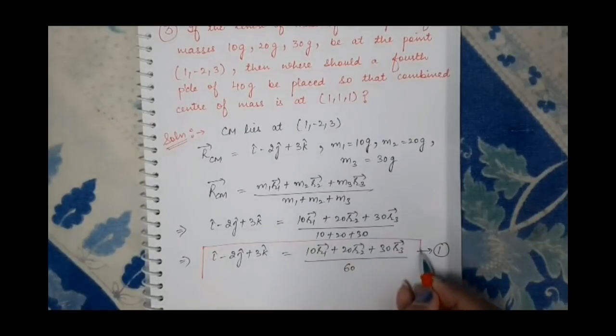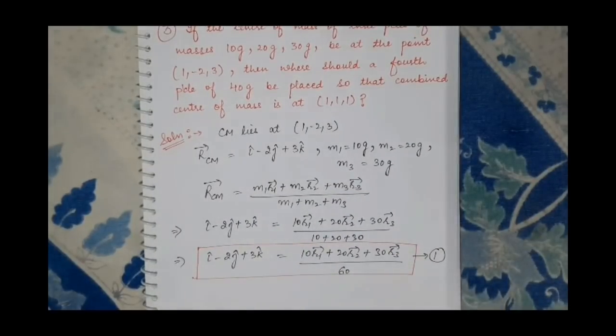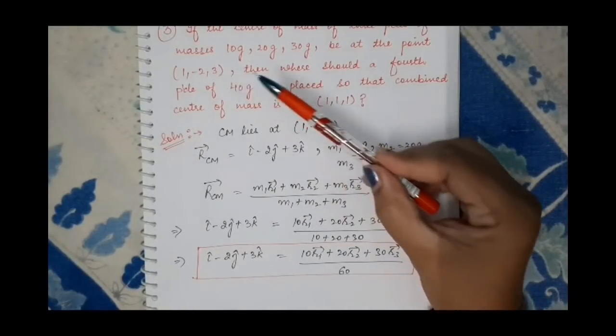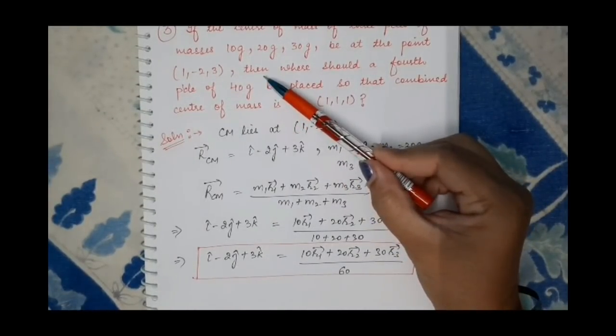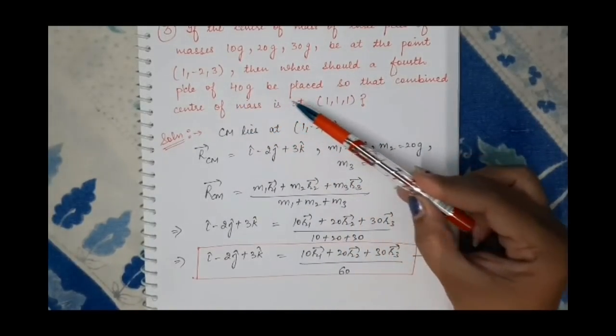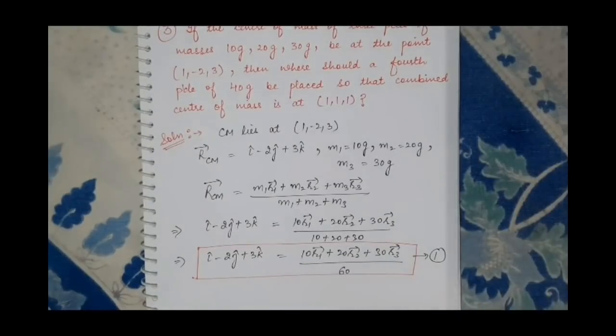Read the question again, because we have read the statement only up to here. So what are they saying? Where should a fourth particle of 40 grams be placed? In the previous question, they removed one mass from the system. Here they are placing one extra mass into the system. It means the number of particles is increasing from 3 to 4.